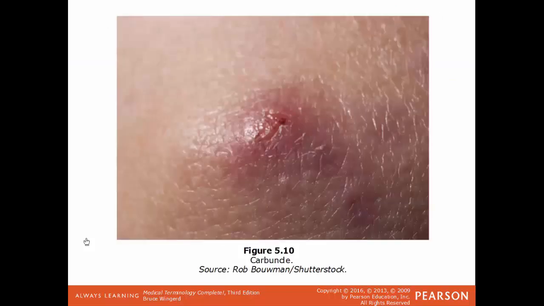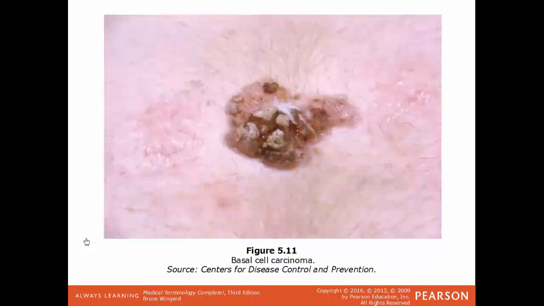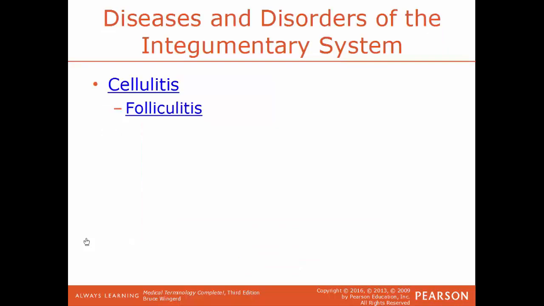Here's an image of what a carbuncle looks like, a cluster of boils underneath the skin. An example of basal cell carcinoma. Cellulitis. This is a bacterial infection of the skin. Very, very common. The skin will have a reddish, bumpy appearance to it. An example of that would include folliculitis, which is an inflammation of a hair follicle. The hair follicle itself will become inflamed or infected.